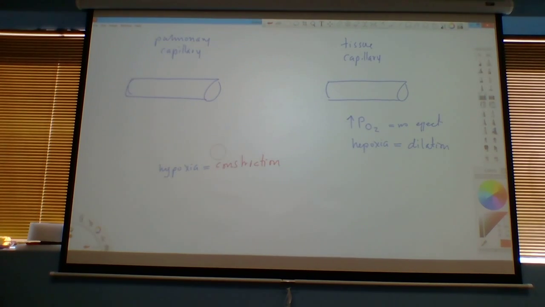What did she say? She said, don't tell Safe what I said. She said, this is Bohr's and Haldane's effect. I said, yeah, to an extent.